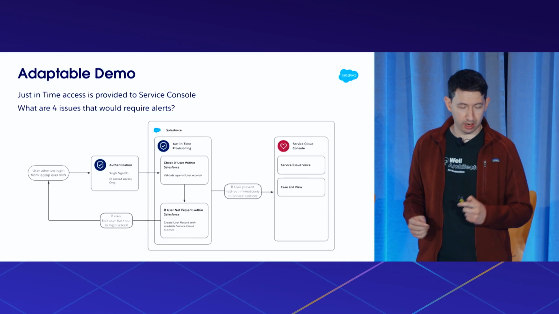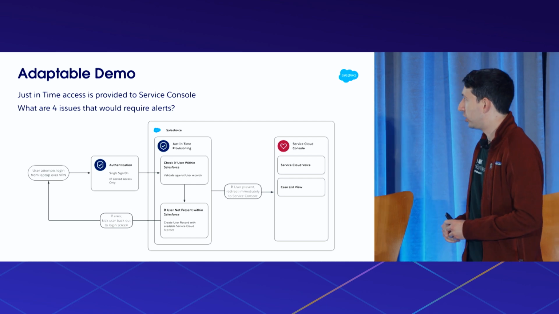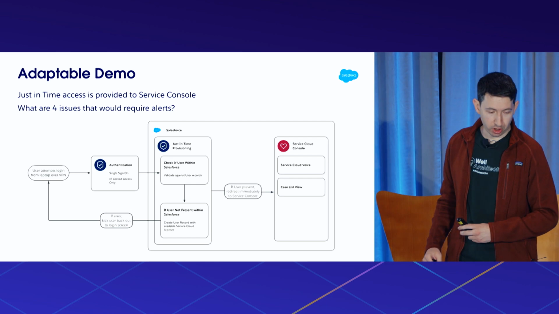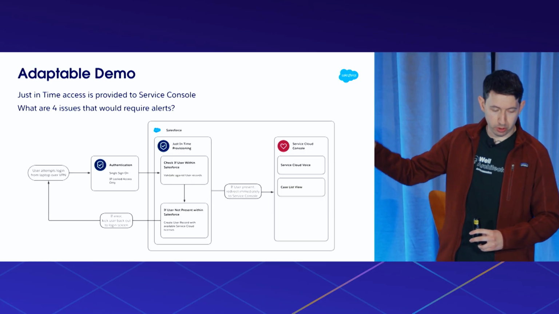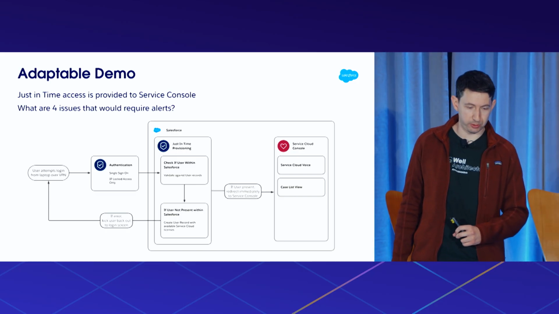All right, and then lastly, our adaptable demo. We have a setup here. We're providing just-in-time access to the service console. Users are going to try to log in from the laptop over a VPN. They're then going to be routed through single sign-on, SSO. That is IP address restricted.